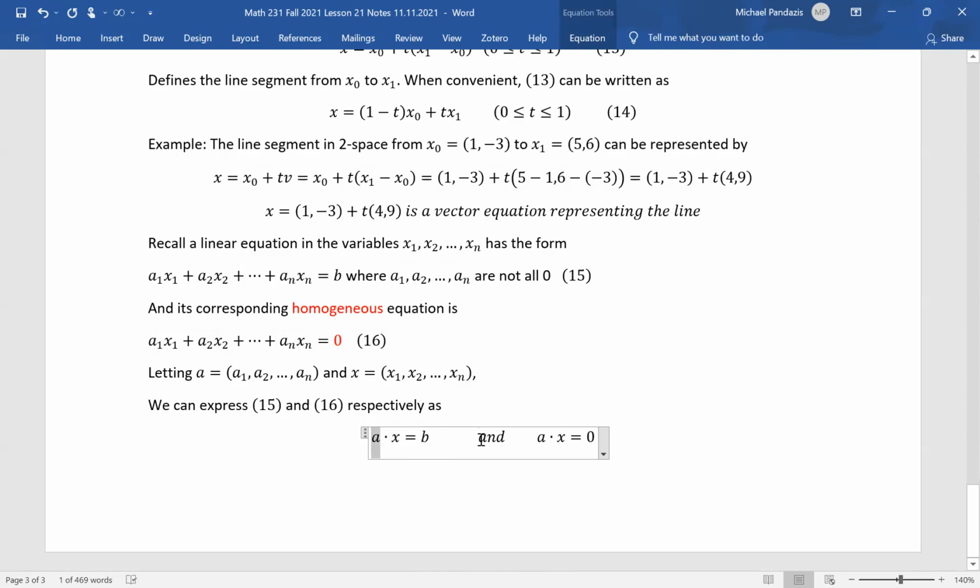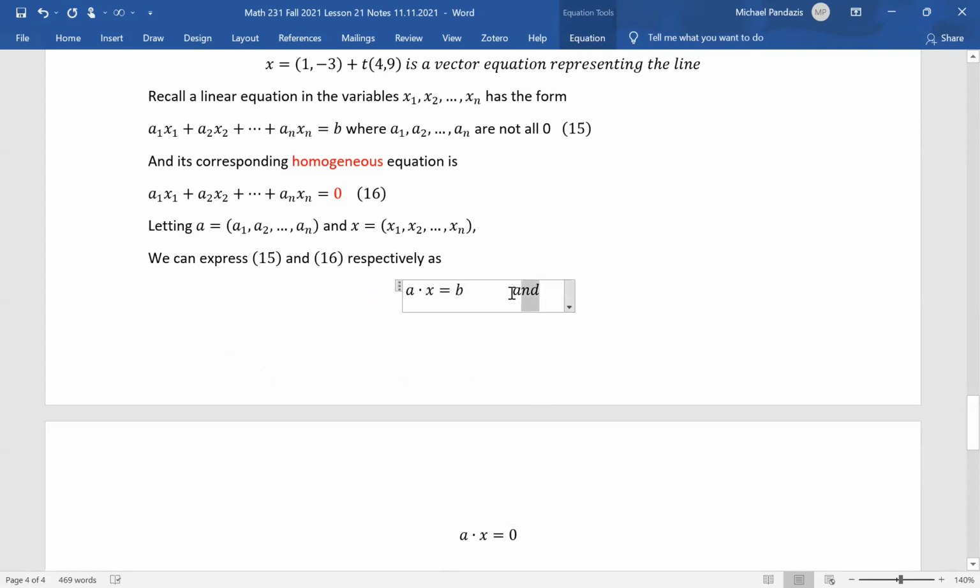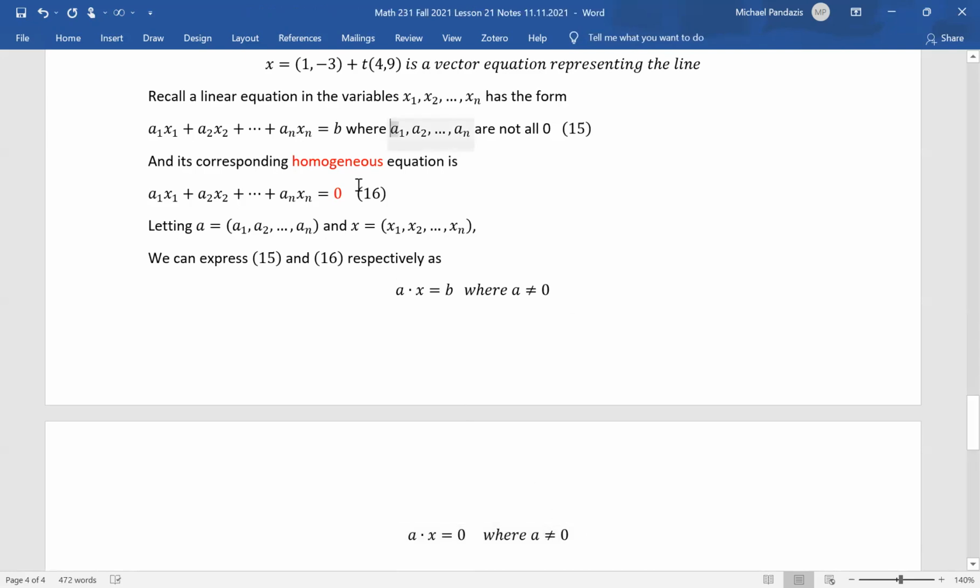Okay. You know what? Let me add that. So 15 could be expressed as a dot x equals b, where a does not equal 0. And the other one would be a dot x equals 0, still where a does not equal 0. So why is it before I'm saying not all the a's are 0, and in this equation I'm just saying a is not 0? Well, here a and x are no longer just a constant and a single variable. Here a and x are vectors.